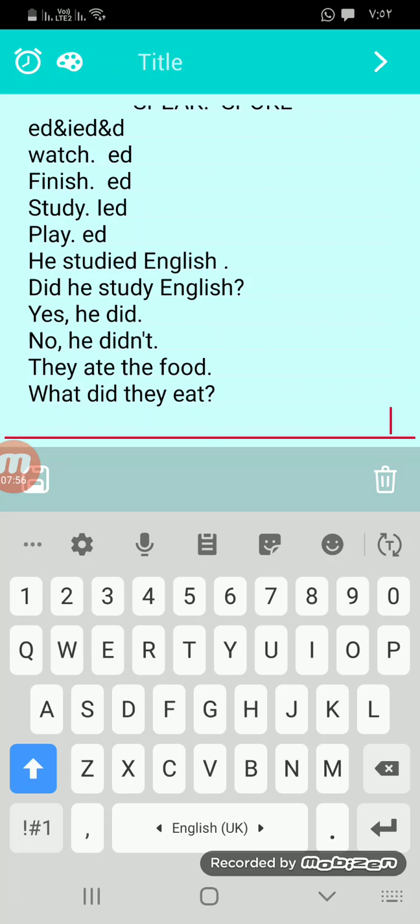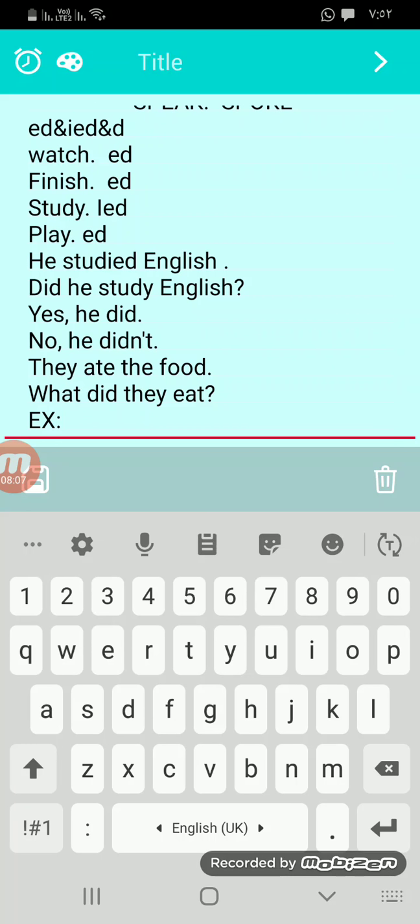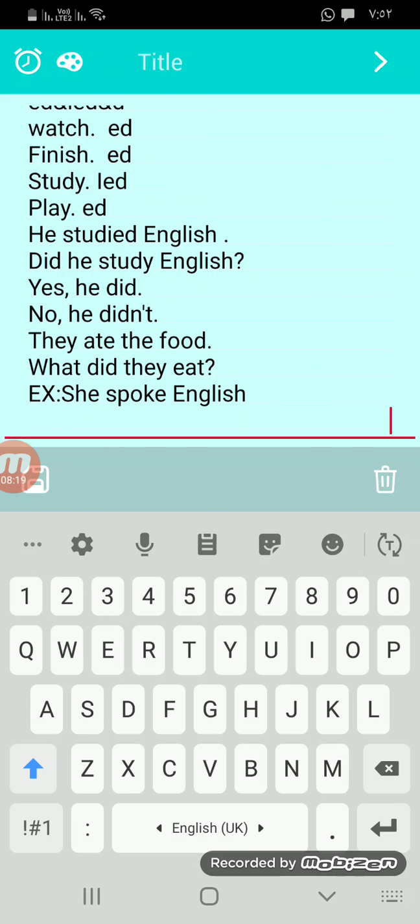Now I want to give you an example of how to make the negative in the past simple. For example, when I say she spoke English, okay, we want here to make it negative. Look at the verb. The verb spoke is in the past simple.